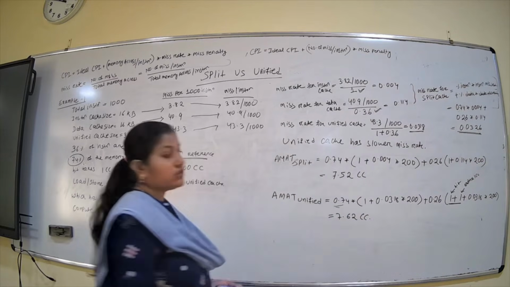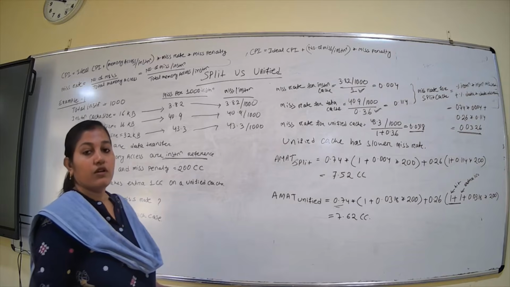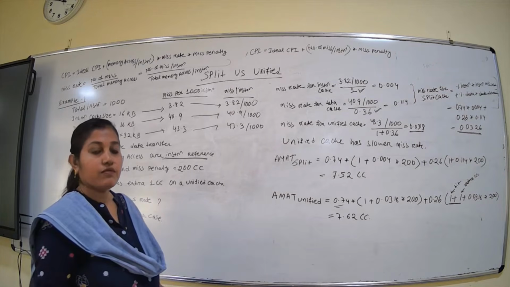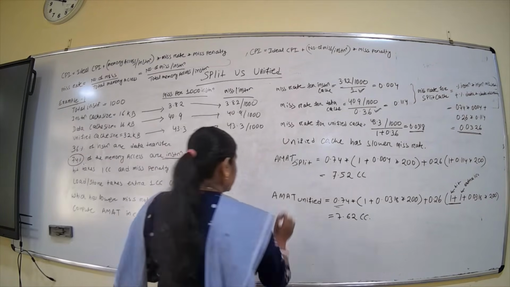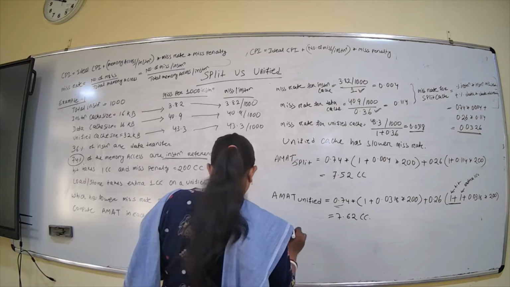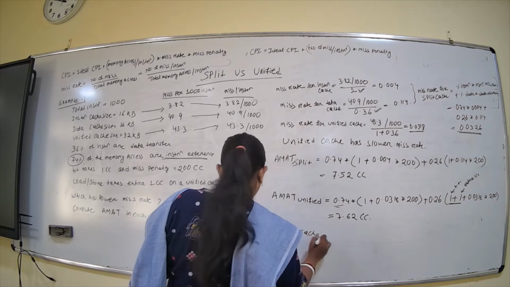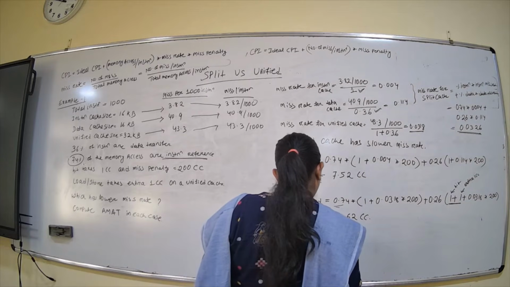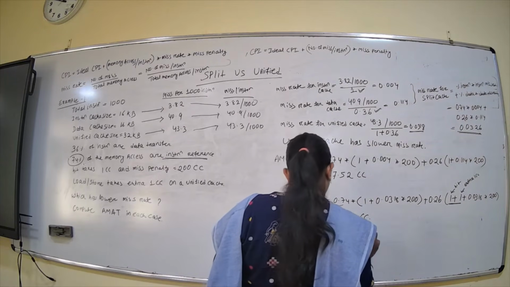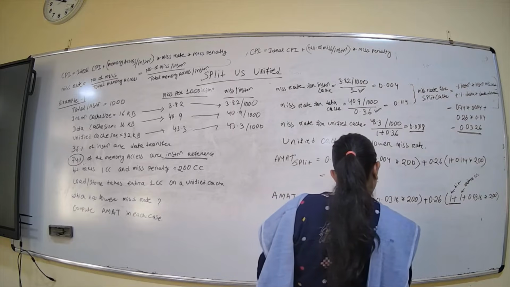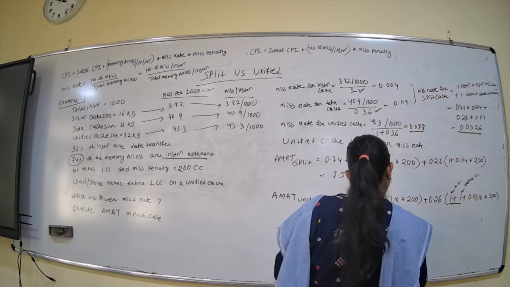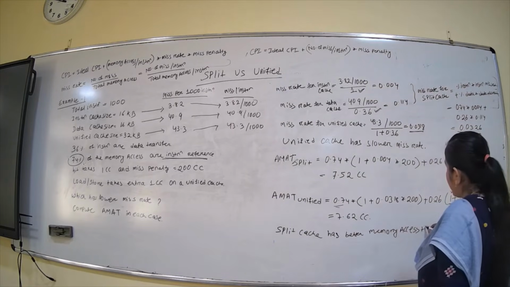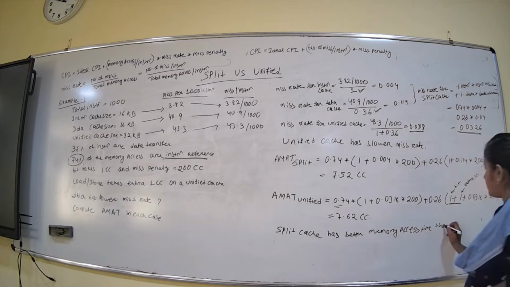So now tell me which case has the lower average memory access time? So obviously the split case. The split case has better memory access time than the unified case.